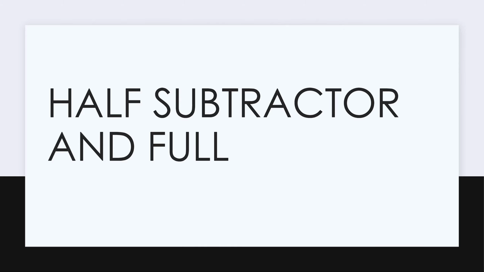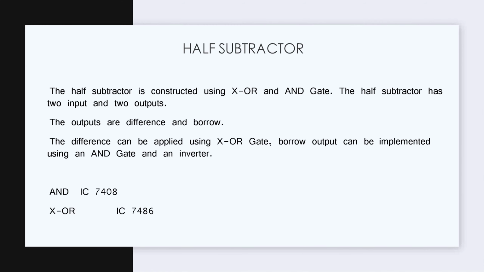Hello everyone, in this video we will see about half subtractor and full subtractor. First we will see what is a half subtractor. The half subtractor is constructed using XOR and AND gates. The half subtractor has two inputs and two outputs. The outputs are difference and borrow.